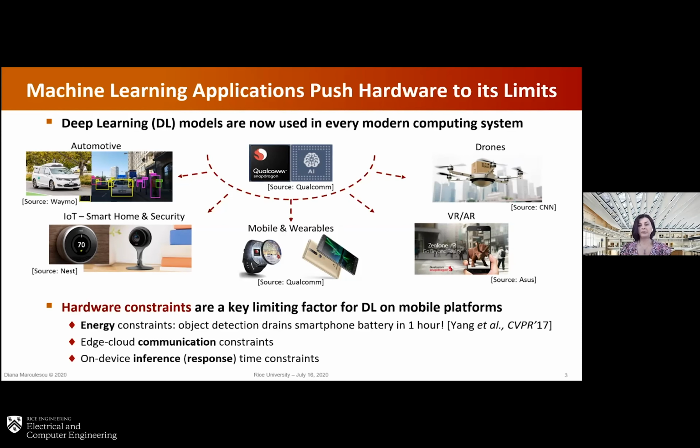To give you an example, some of the early work published in CVPR in 2017 showed that the task of object detection would drain the smartphone battery in less than an hour, right? And I said early work, 2017 is early, and it's actually ancient in machine learning time because things happen very fast, and it's a very dynamic field.